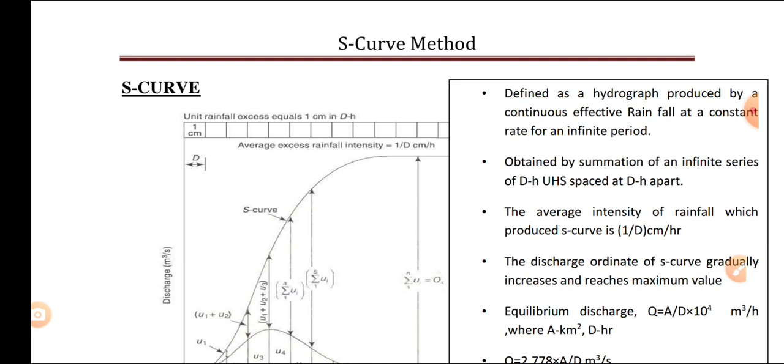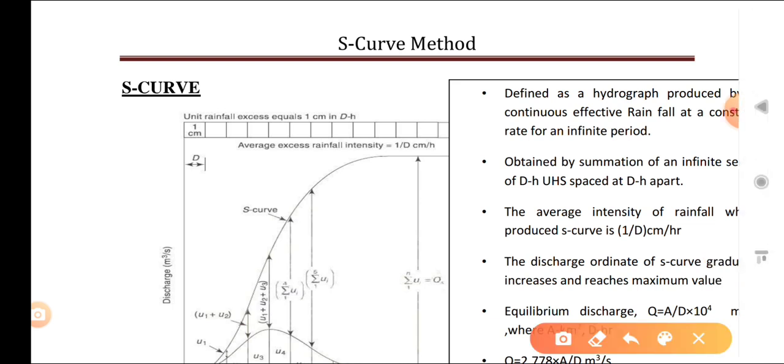d hours. So what is the excess rainfall intensity? The total rainfall is 1 centimeter and the duration is d hours. So what is the rainfall intensity? It is 1 by d centimeter per hour.